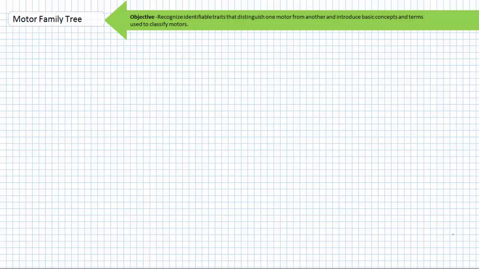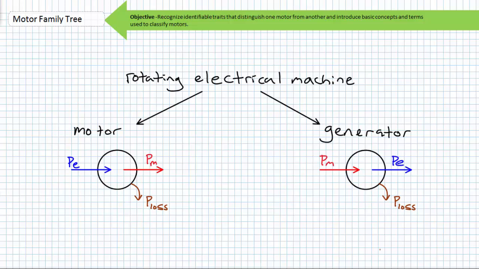Right up front, I'm issuing a correction about the title of this lecture and the family tree it is referring to. It would be more appropriate to call this the rotating electrical machine family tree, where the broader, more universal and holistic title is paying homage to the dual nature of rotating electrical machines, motors on one side and generators on the other.